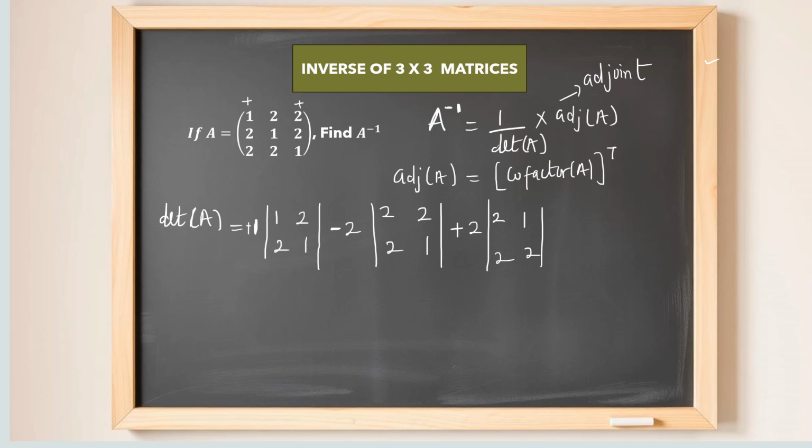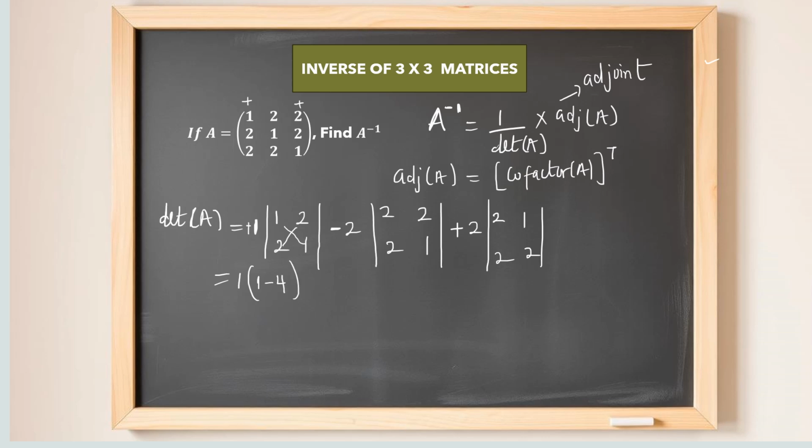To find the determinant of a 2 by 2 matrix, you can check my video from the playlist. You will see how you can find the determinant of a 2 by 2 matrix. But I'm going to explain it again here. So here we have 1 multiplied by, you multiply this diagonal minus this diagonal, which is 1 times 1, 1, minus 2 times 2, which is 4.